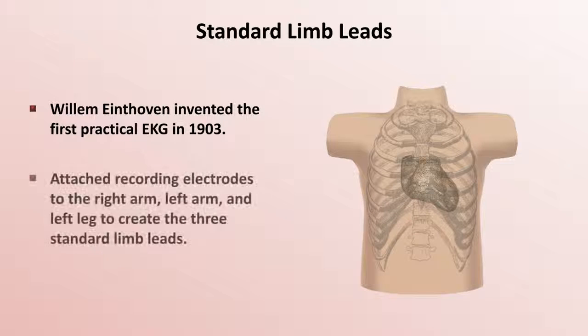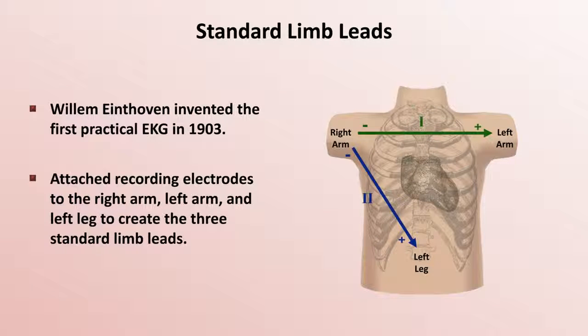He attached recording electrodes to the right arm, left arm, and left leg in order to create the three standard limb leads. First, lead 1 has the right arm as the negative pole and left arm as the positive pole. Next, lead 2 has the right arm as the negative pole and the left leg as the positive pole. Finally, lead 3 has the left arm as the negative pole and the left leg as the positive pole.